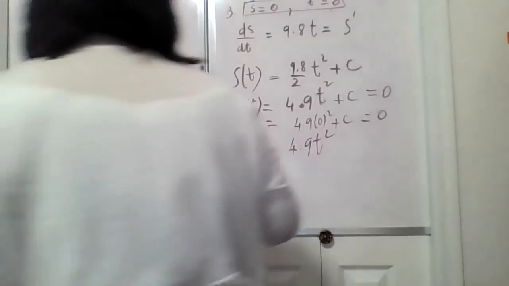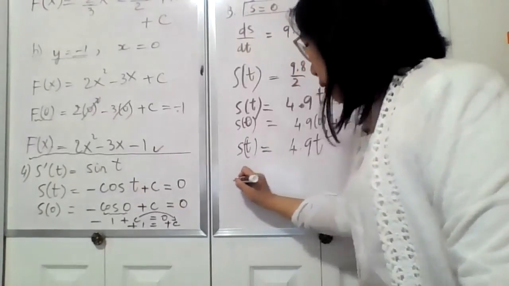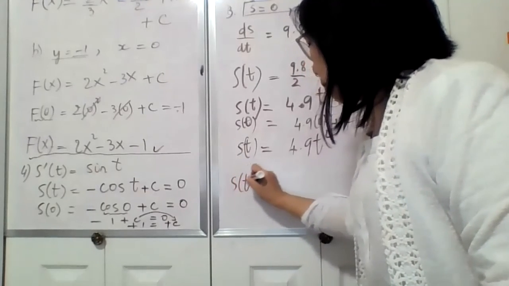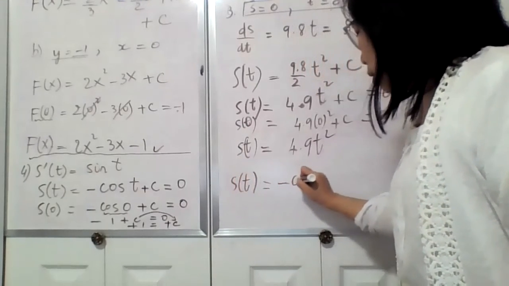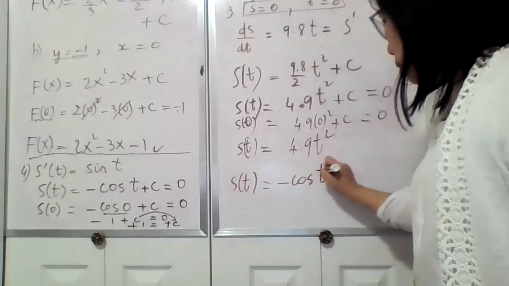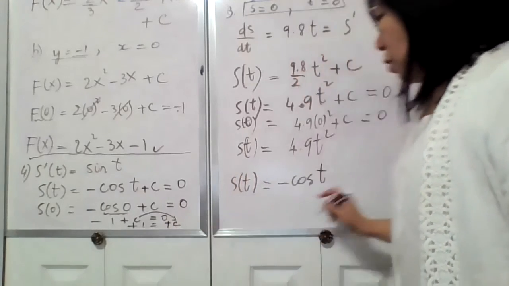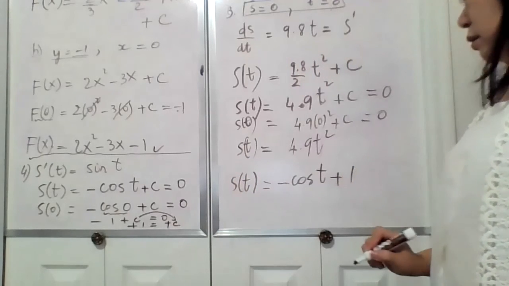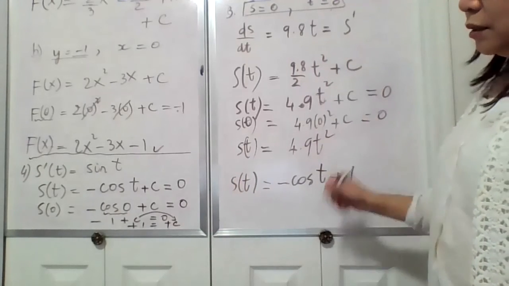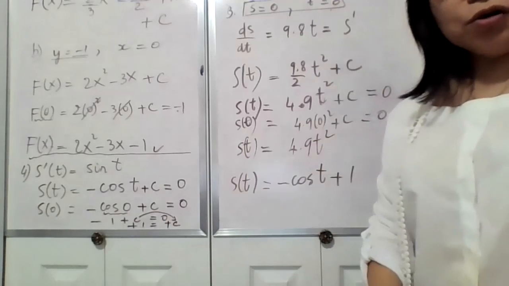Right? So now I'm going to continue here. Our function would be s of t equals minus cos of t. Put it back. But now we figured out c equals 1. So plus 1. So that is the last example I want to show you in this lecture.